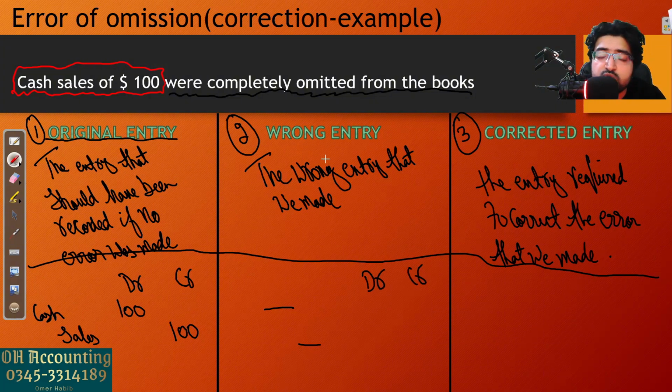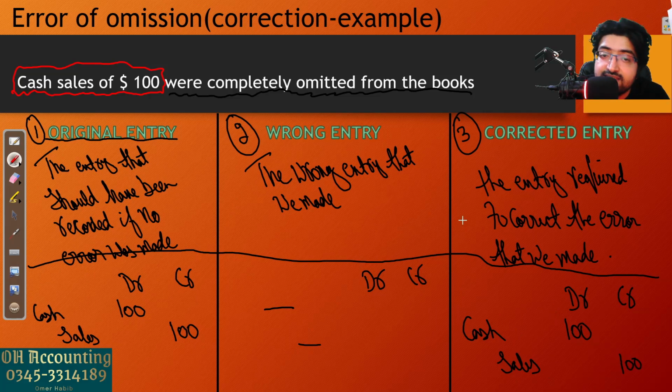So error of omission is very easy to correct because the corrected entry will be the original entry, right? Because when you have made no mistake, you just forgot to record the transaction, you will just simply record this transaction now. When you know that you forgot to record this, you will just record this transaction now, right? So cash and sales, this is the corrected entry. The original entry is the corrected entry in this case.